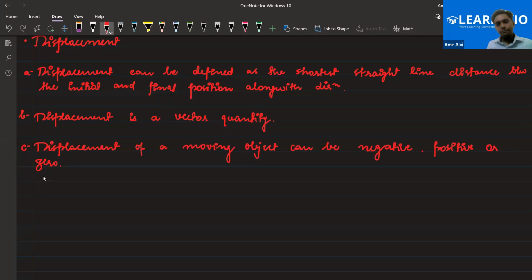Or zero. Okay. Now the D part. So displacement is nothing but some length. So the SI unit of displacement will be the same as distance, that is meter.